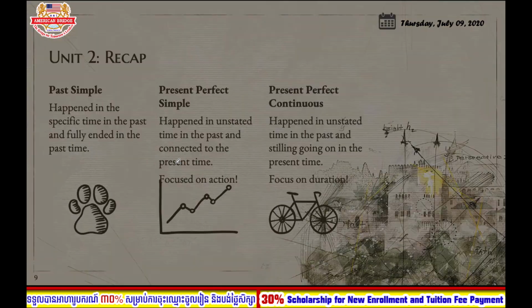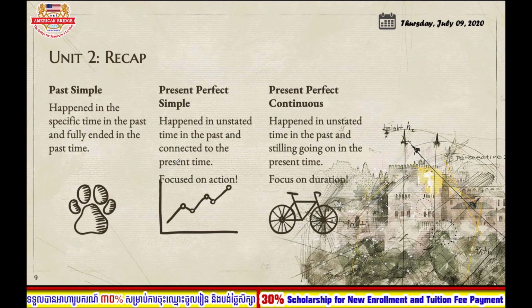Okay, now we focus on another important concept, which is the comparison between the two or three confusing tenses, which is past simple, present perfect simple, and present perfect continuous. To help you remember the three tenses easier, to help you differentiate between the three tenses, here is a quick note that is very useful.